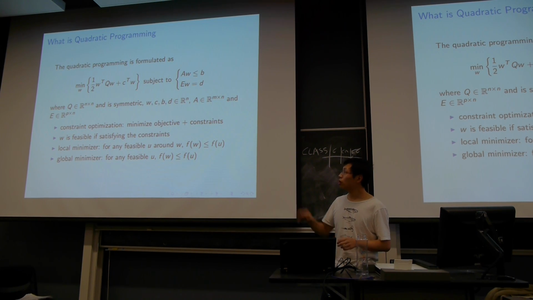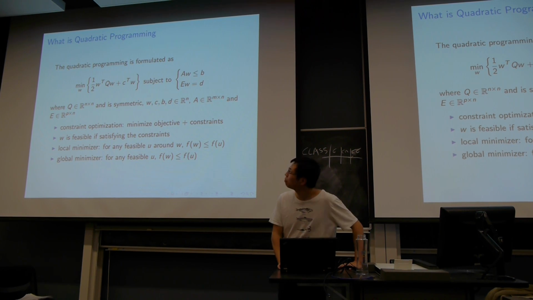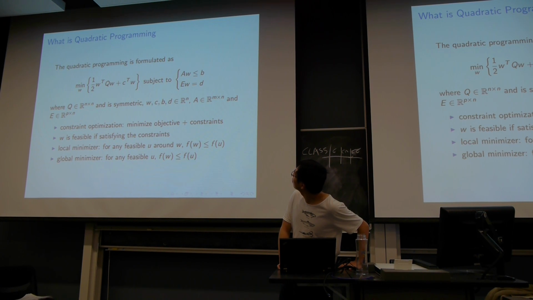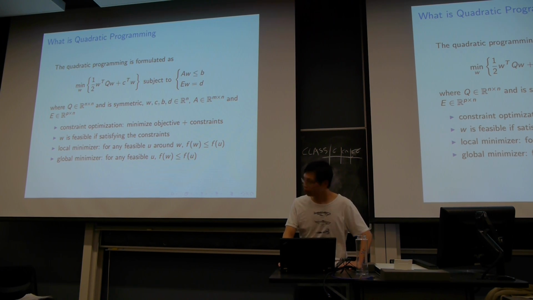So the solution to this optimization problem should first be a feasible point, and then it minimizes the objective. I think there's a typo: the dimensionality of d is P, not N. Sorry, d and P are different. It's M and P, but it's a vector.